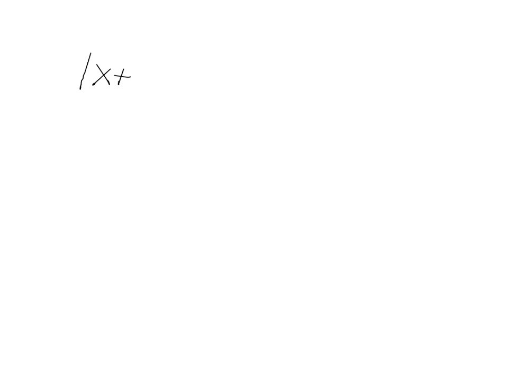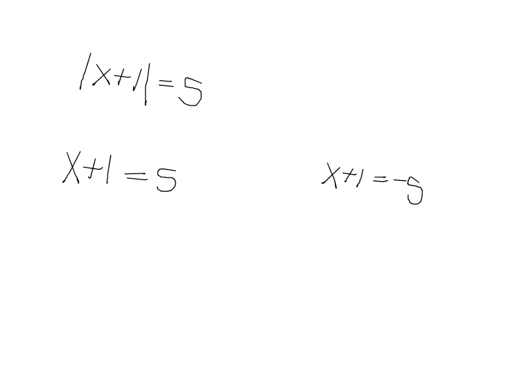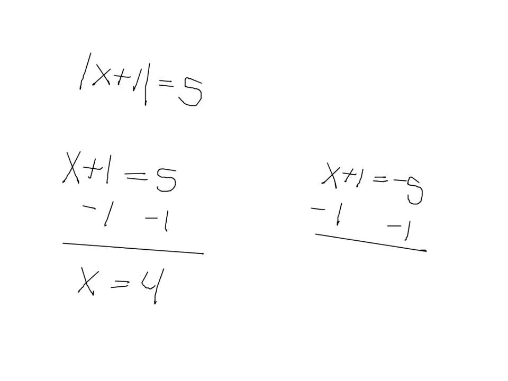So here we have the absolute value of x plus 1 equals 5. So the inside can equal 5. So x plus 1 can equal 5, or x plus 1 can equal -5. And then when I take the absolute value, it's equal to 5. So I have two linear equations. I solve each one for x, and I get x equals 4 and x equals -6.